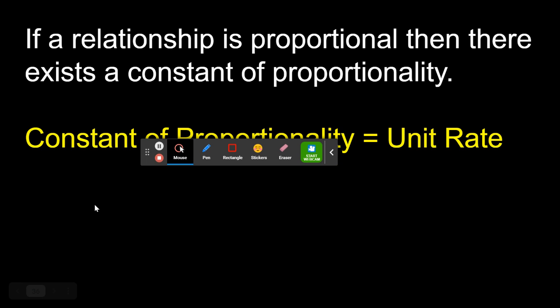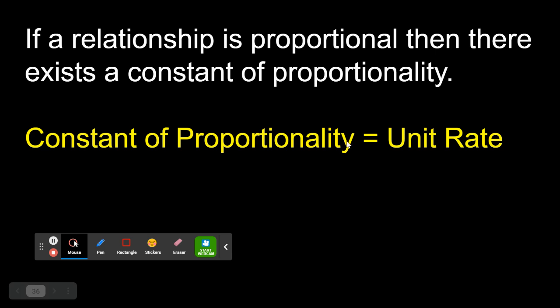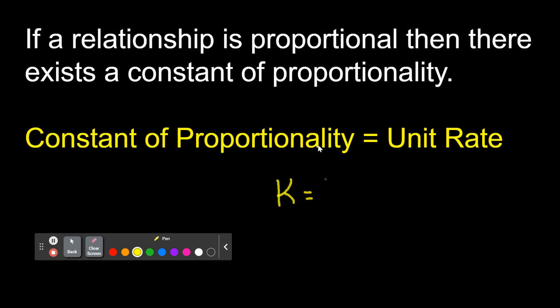So if a relationship is proportional, then there exists a constant of proportionality. And remember, our constant of proportionality is the same as our unit rate. So we're looking for what is the y value when x is 1. If you remember, our constant of proportionality, which we represent by k, is y over x. And when we're looking for the unit rate, we're looking for when our denominator is 1. So our constant of proportionality is that y value when x is 1. Let's go ahead and see if we can do this with some graphs.